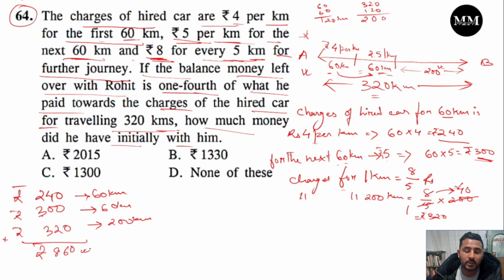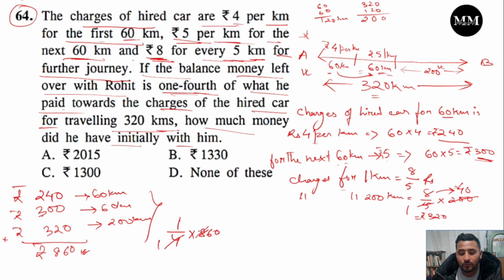He has paid this much for the rented car. Now we have to find the initial amount. There's one more part given. If the balance money left over with Rohit is 1/4 of what he has paid, so he has paid this much, and they're asking 1/4 of what? 1/4 of 860. So 1/4 of this much will be how much?